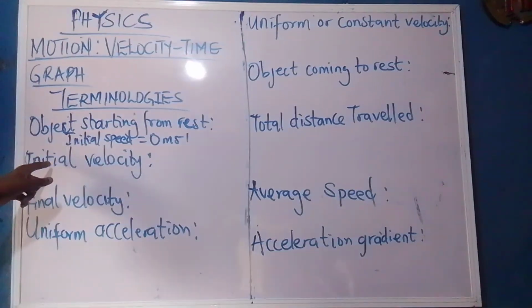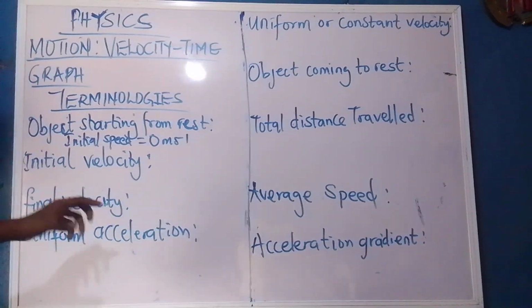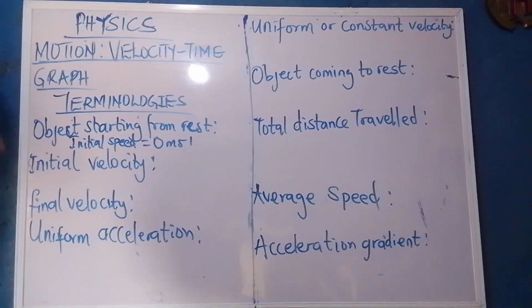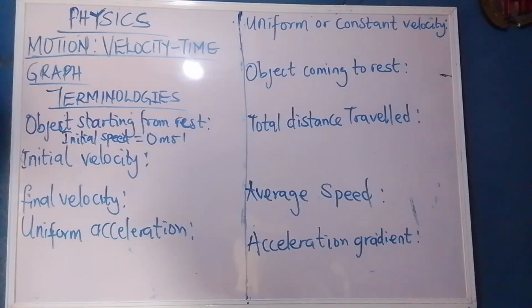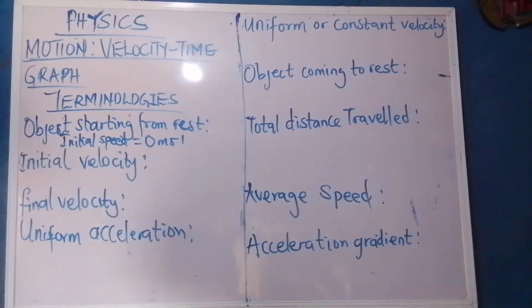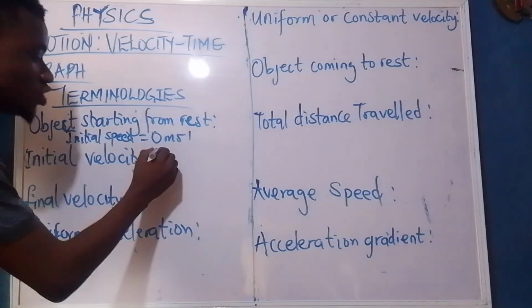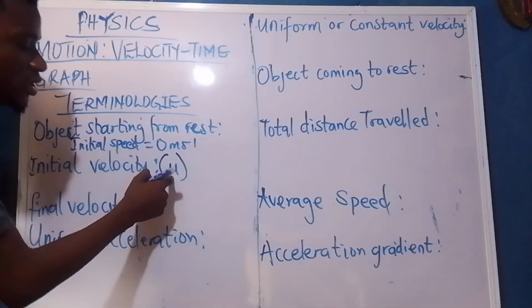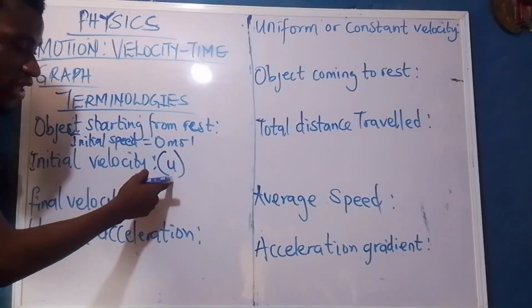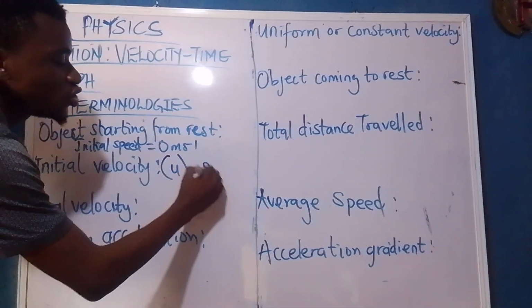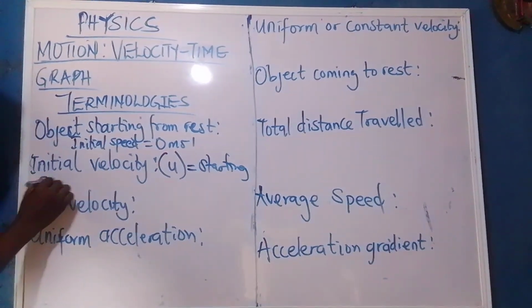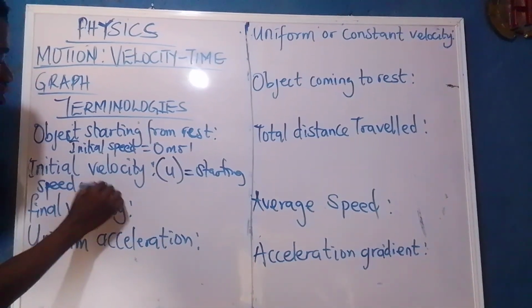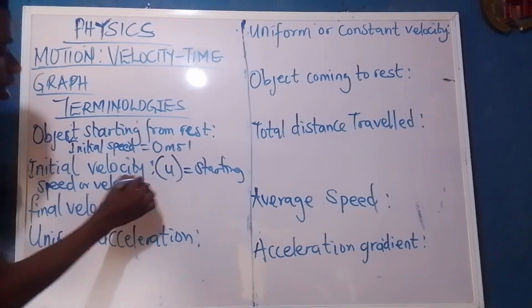Acknowledge that. Now the second one is initial velocity. Initial velocity is the same as starting speed. The speed an object uses to start a motion is what we call initial velocity. So it's always represented with capital U. It's also known as starting speed or starting velocity, due to the name initial.